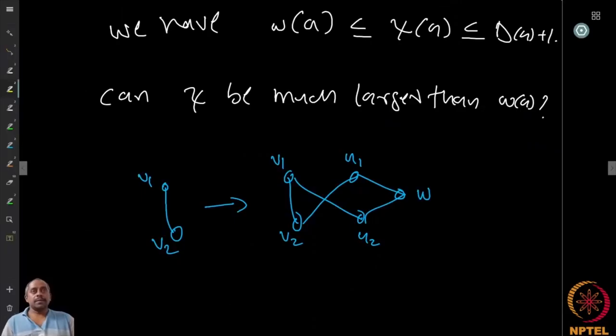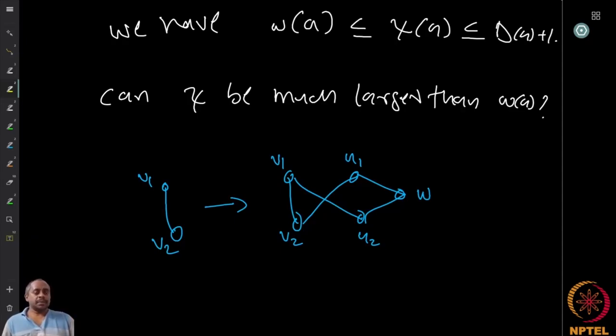So what we have observed so far is that there is a lower bound that we found, which is omega of G, the clique number, and an upper bound which we found, which is delta of G plus 1, which is the upper bound for the chromatic number, right? So the chromatic number is between these two.